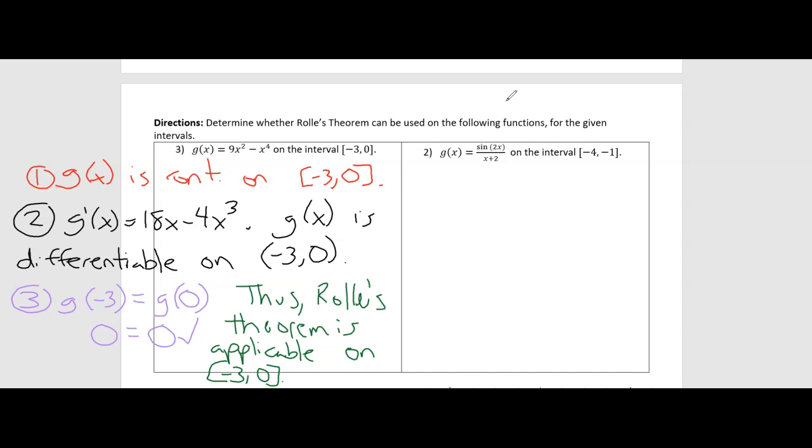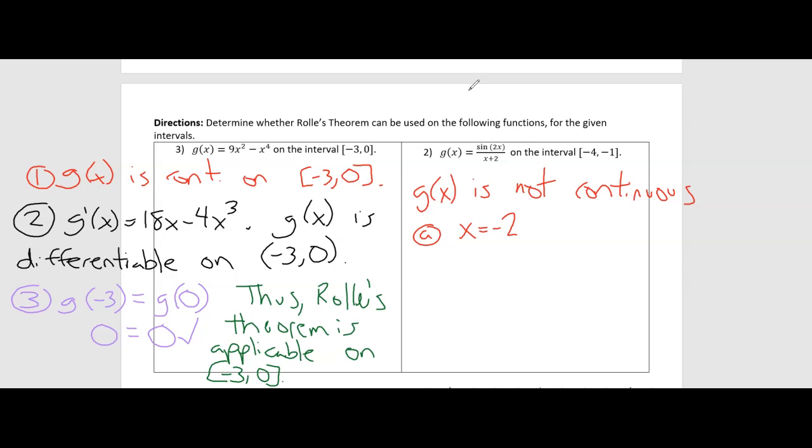Hopefully you've already attempted this. We're going to check out the same thing. Our function is, again, g of x, and we have sine of 2x all over the quantity x plus 2. We need to check out whether it is first continuous. And because we have a quotient as our function, we need to check out if the denominator is ever equal to 0. Right? And we can see that g of x is not continuous at x equals negative 2 because the denominator is equal to 0 there.